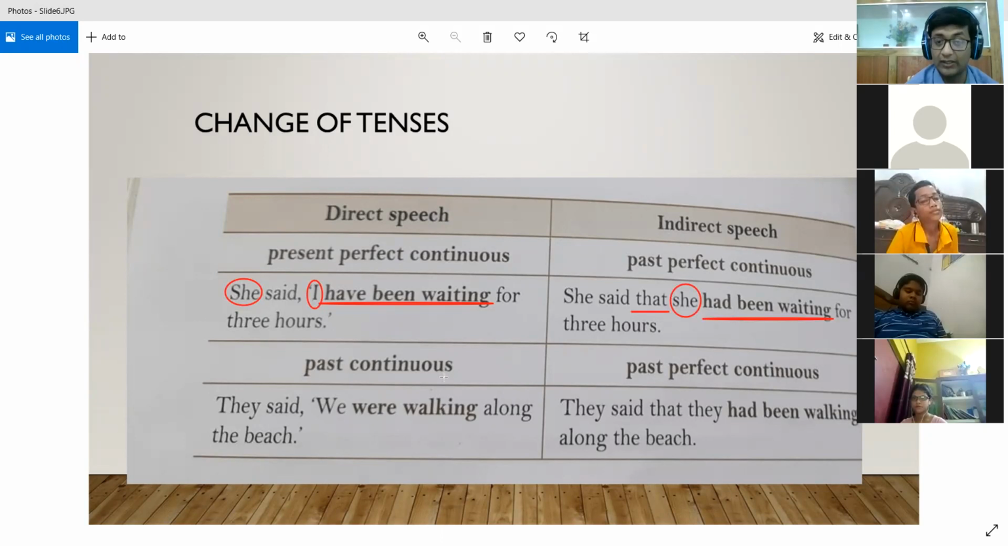Now, past continuous. Past continuous also changes into past perfect continuous. They said, "We were walking along the beach." So were walking is past continuous, and had been walking is past perfect continuous. So past continuous has again changed into past perfect continuous. They is the subject of the reporting verb. We is the first person pronoun that is present. So what is happening? We has changed into they over here. That has been used as the conjunction. So it becomes: they said that they had been walking along the beach. Got it? So this is how all the tenses are going to change.